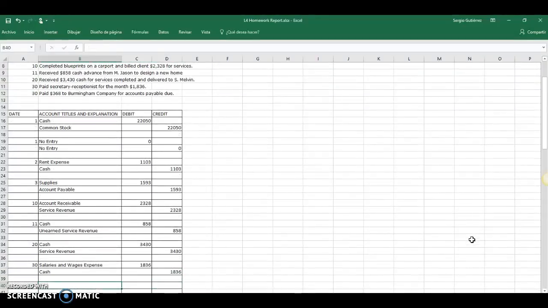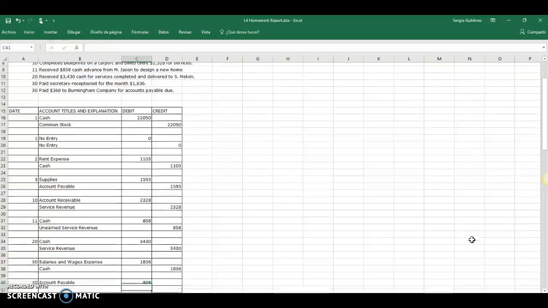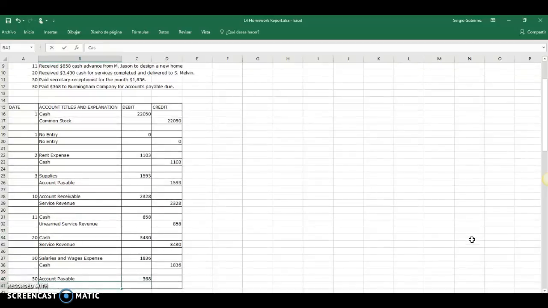And the last transaction of the month, they paid $368 to Birmingham Company for accounts payable due. So we're going to debit the accounts payable for the amount of $368. So they paid with cash. We are going to credit the account cash for the amount of $368.